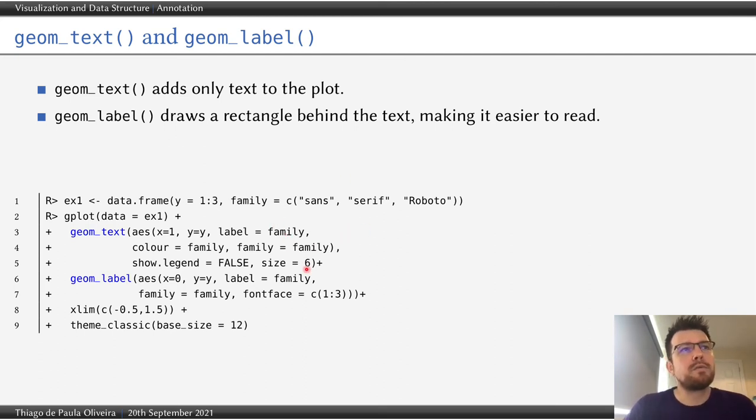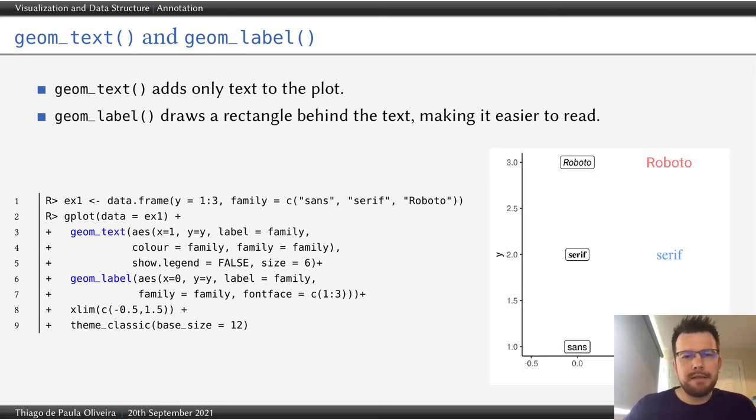And to see the difference between geom_text and geom_label, I'm adding another layer here, but now using geom_label. For the geom_label, I modified x to be 0 because we don't want to overlap the text. And I added the font face element that I will show in the next slide, how this font face works.